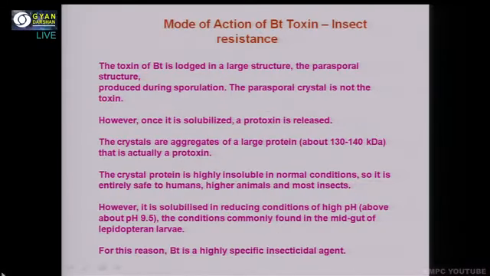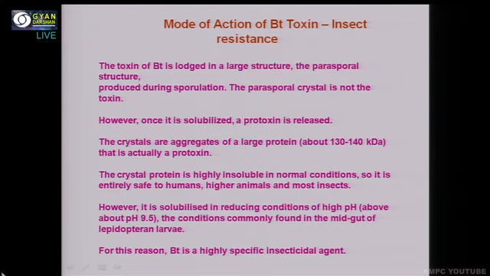Now, what is the mechanism of action of this BT gene? How does it act? Now, the BT toxin is actually lodged in a large structure which is called the parasporal structure. Now, once it is solubilized, protoxin is released. Mind that this protoxin is not harmful or detrimental. The protoxin actually needs to be activated, and there should be a cleavage so that it is activated and exerts its detrimental effect. Now these crystals are large proteins of about 130 to 140 kilodalton, and that is a protoxin.